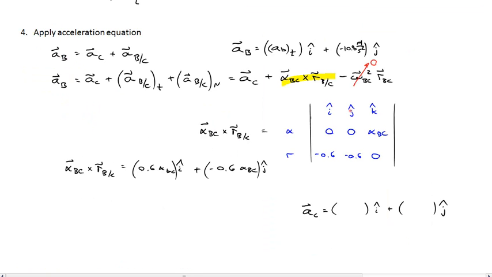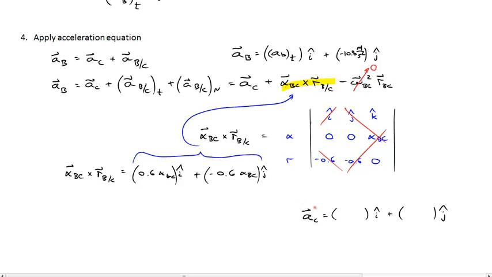Working through the determinant on this, we get a negative 0.6 alpha BC in the j direction, and in the i direction we get positive 0.6 alpha BC. So we've got a way to evaluate this. We'll eventually put this vector form into this equation. The next thing we can do is fill in the blanks for the acceleration of point C in both the i and the j directions.